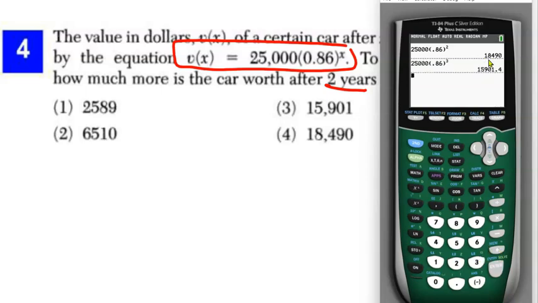And so now I have 18,490 minus 15,901.4. So I'm going to subtract 18,490 minus 15,901.4. And I'm going to get 2588.6, which rounds up to 2589.